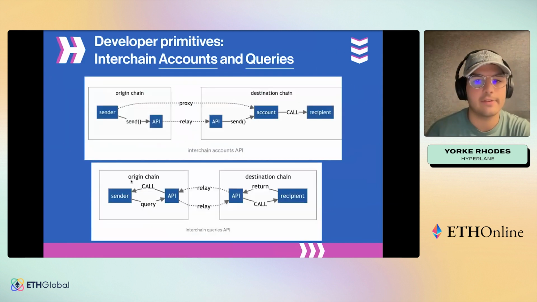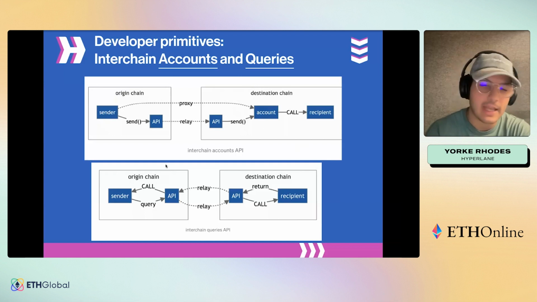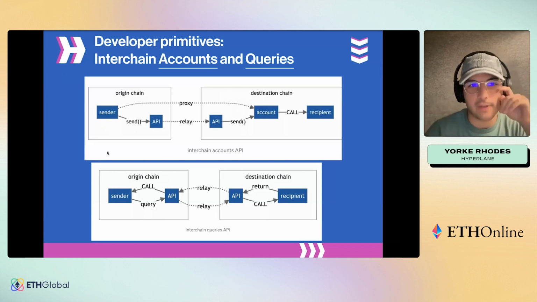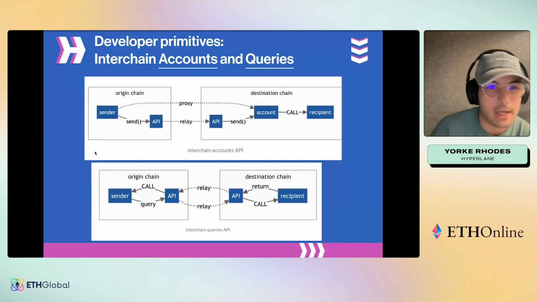And so with these primitives, what you get is a single action that the user signs a transaction for on one chain, and it can go and do the mint, and it can even get the return value, all in one transaction. So you don't need to impose this quite complicated user experience.